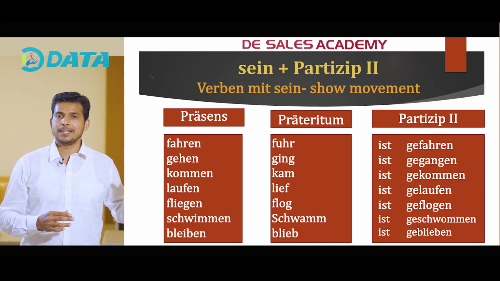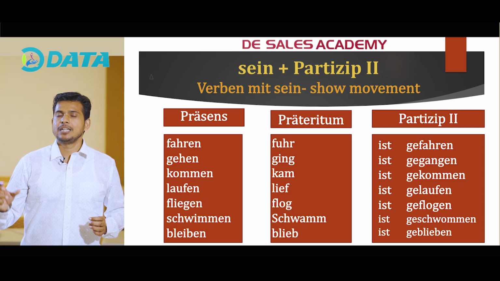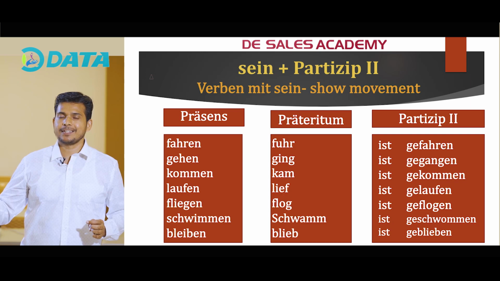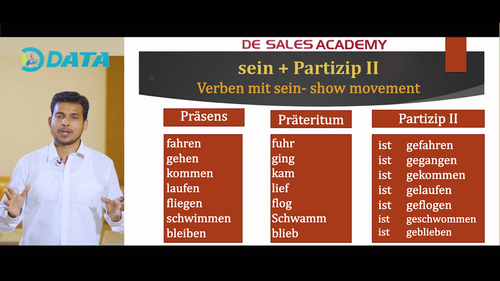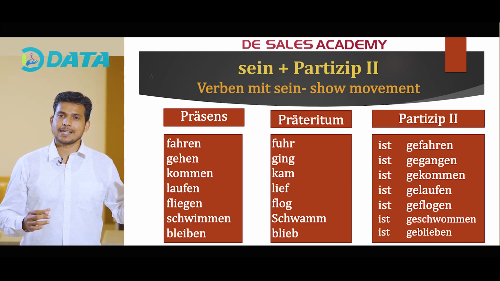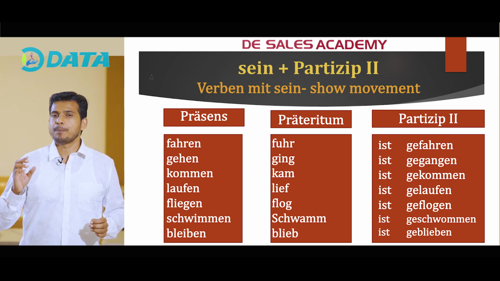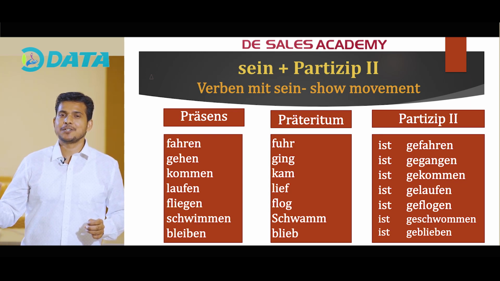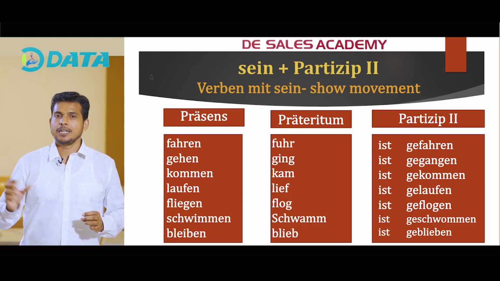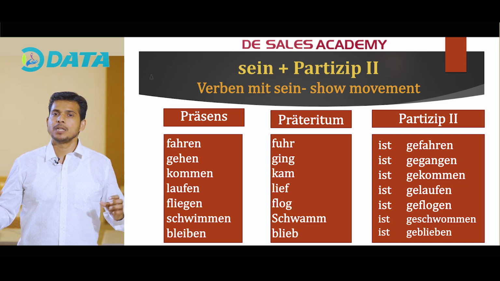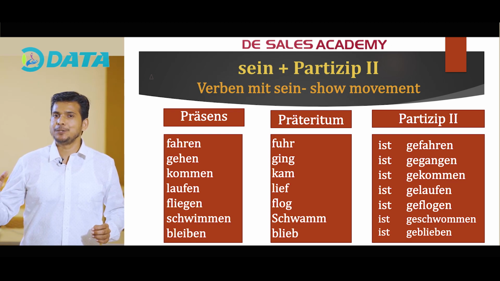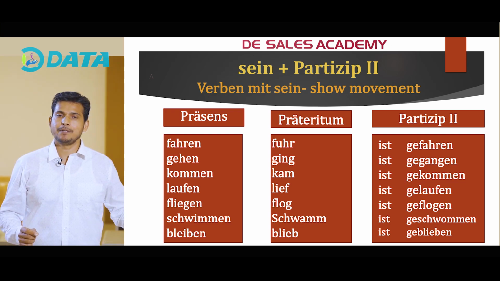Haben or sein is placed in the second position and the verb in its participle zwei form is placed at the end of the sentence. It is to be understood and noted that when we want to make sentences in perfect, haben or sein is placed in the second position, the participle zwei form is placed at the end of the sentence. We decide whether to use haben or sein depending upon the nature of the verb. If the verb shows movement, we use sein form. If the verb does not show movement, we use haben form.